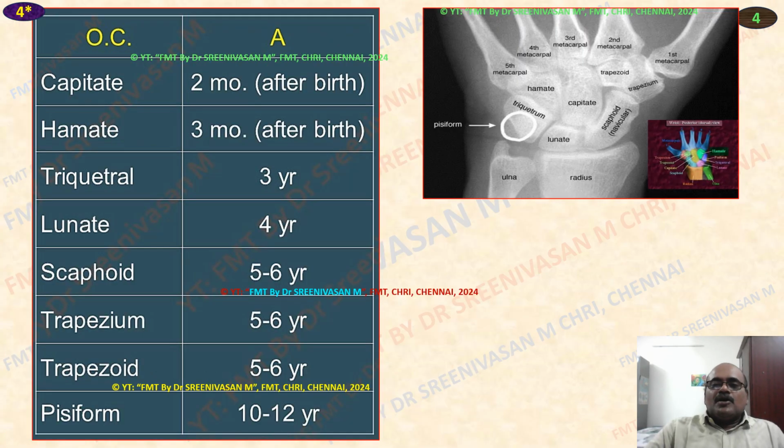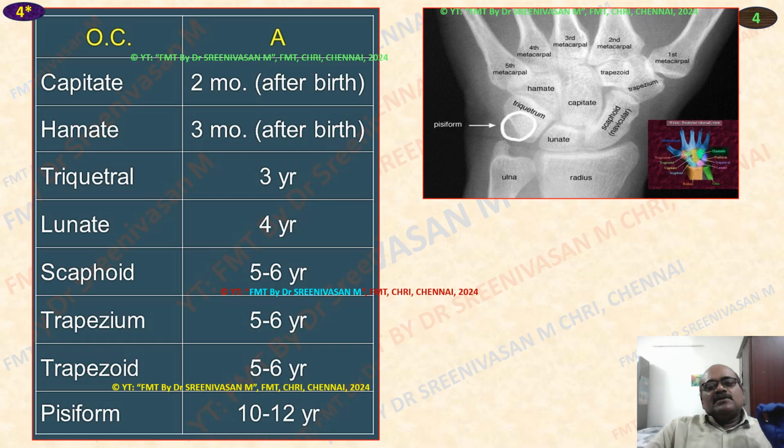Now coming to carpal bones, there are 8 carpal bones in number that can be remembered by the mnemonic "she looks too pretty, try to catch her," you may be knowing. Among the 8 carpal bones, capitate is the first one to appear. I would like to tell here, anything that starts with C is the first one to appear. In the scapula, the coracoid appears earlier than the acromion. In the elbow, capitulum is the first one to appear at 1 year. Here, among carpal bones also, capitate appears 2 months after birth.